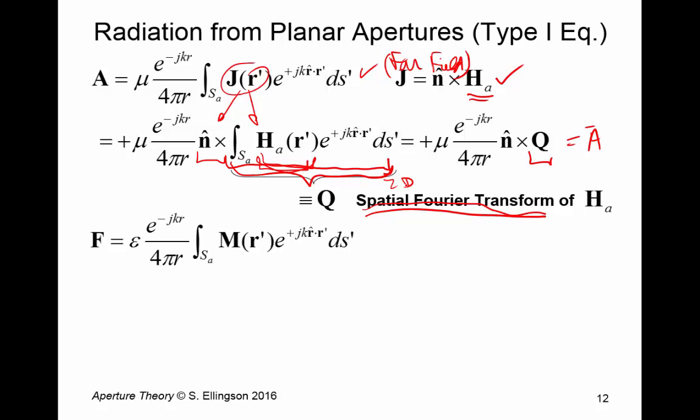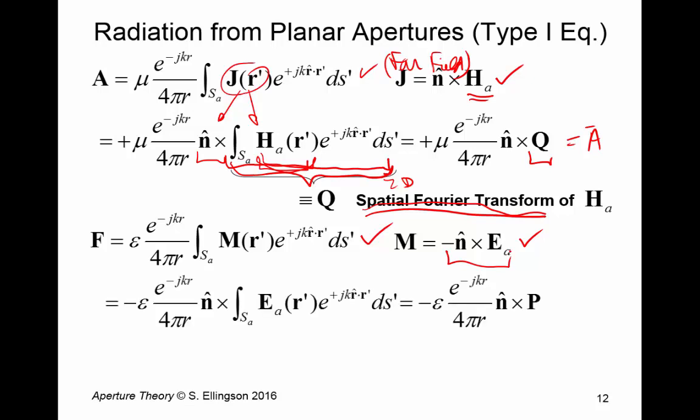Now for the electric vector potential, here's the expression, again a far field expression. Here is the expression for the magnetic surface current density, minus N cross the electric field intensity in the aperture. Then M is replaced with that expression. N cross doesn't change with the integration. And I have an integral here, which I'll name P.